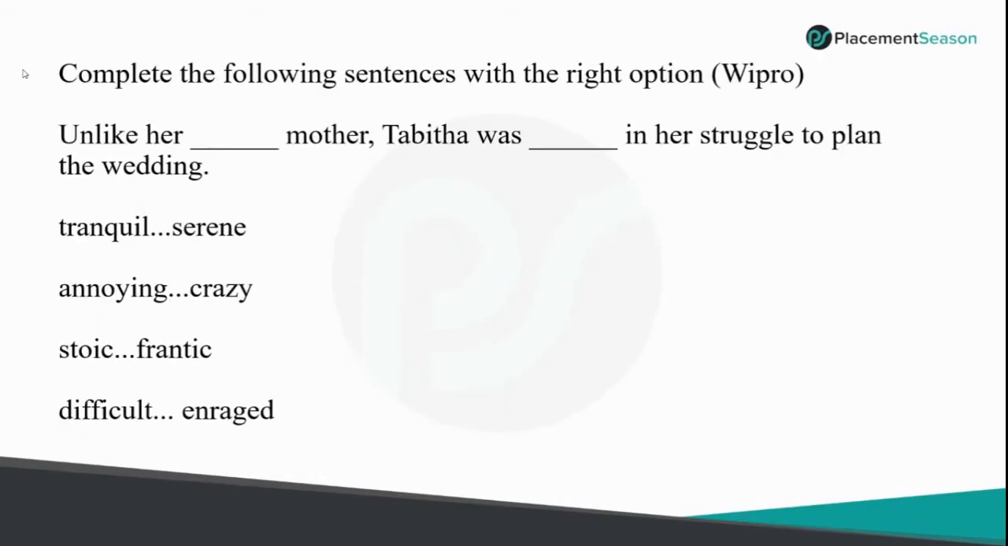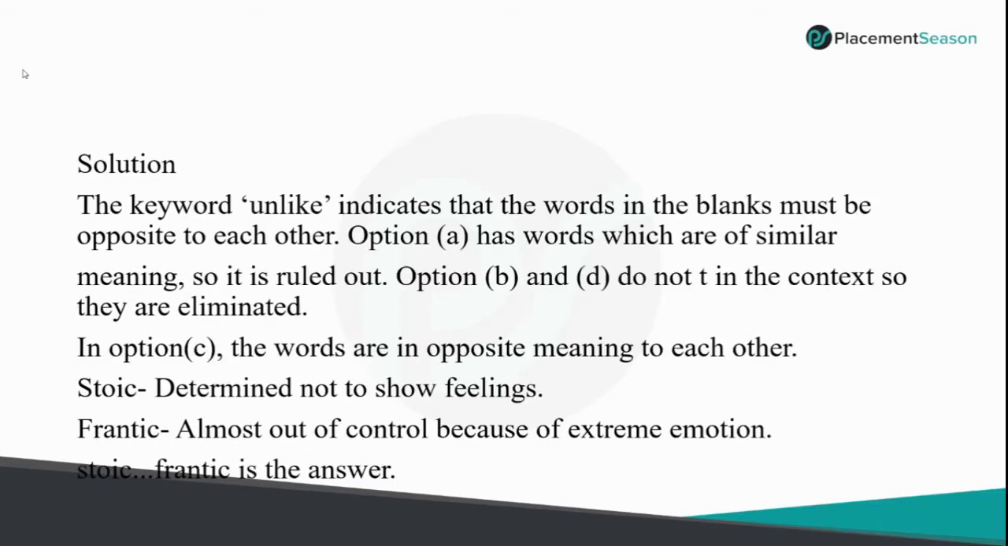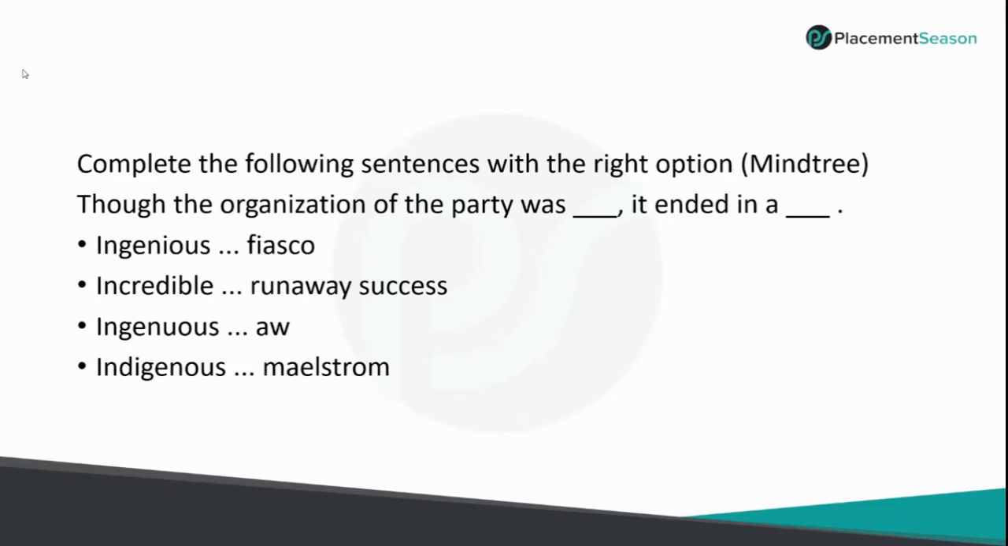Unlike her stoic mother, stoic mother means she has good control over her emotions and does not let her emotions take over. Tabitha was frantic. What is frantic? To react due to emotions. So Tabitha reacted frantically to her struggle in planning the wedding. Unlike her stoic mother, Tabitha was frantic in her struggle to plan the wedding. So your next question starts now.